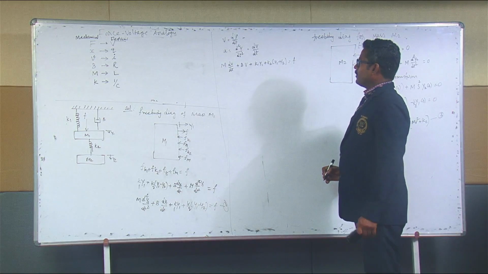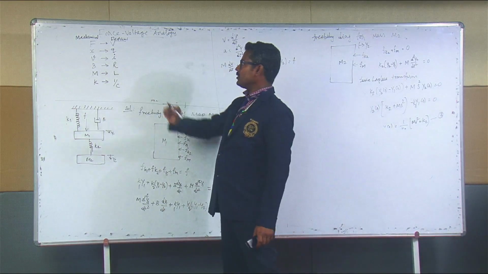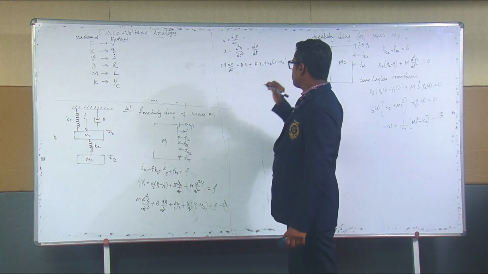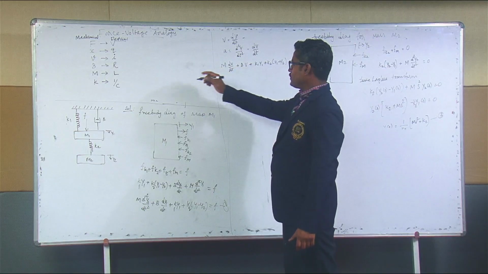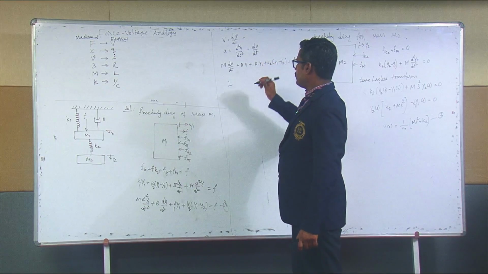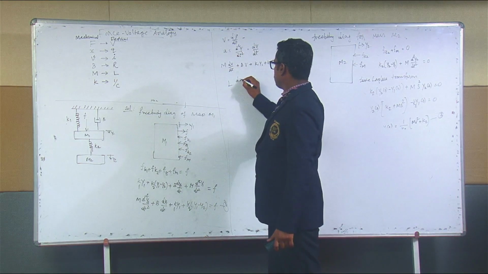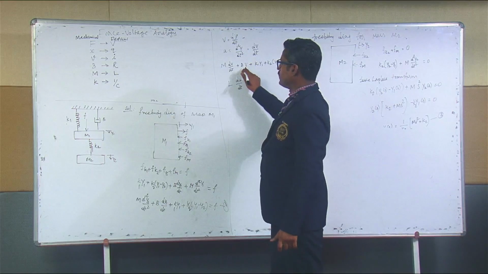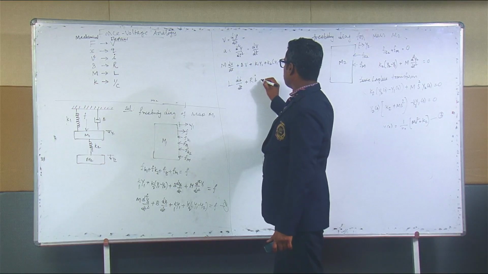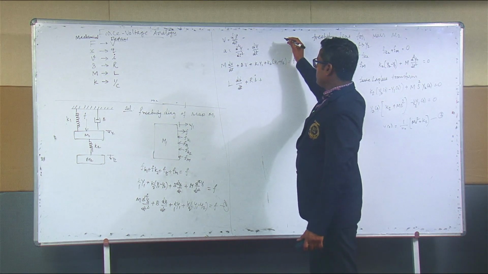We can write the force voltage analogy of this equation, because we can easily convert it in terms of voltage. The mass is replaced by L, and dv by dt becomes L into di by dt, plus b is replaced by resistance R, and v is nothing but I, so it is R into I, plus K1 is nothing but, so we can write here M1.